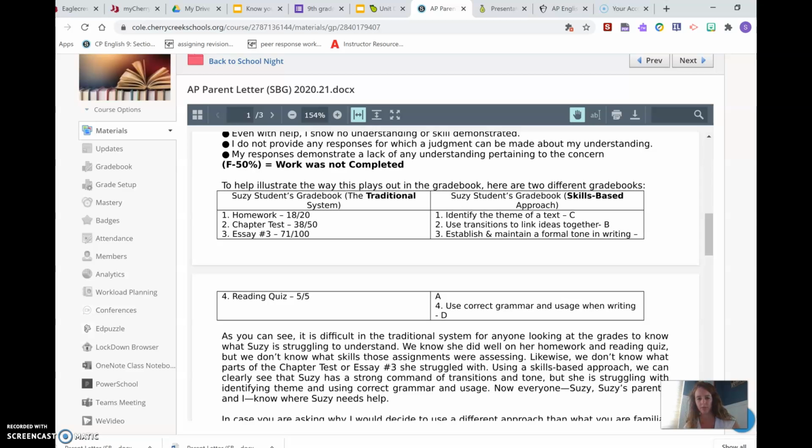The traditional system would give students a grade like this, 18 out of 20, 38 out of 50. But that doesn't really show the parents or the student or the teacher really where students are doing well and where they're struggling.